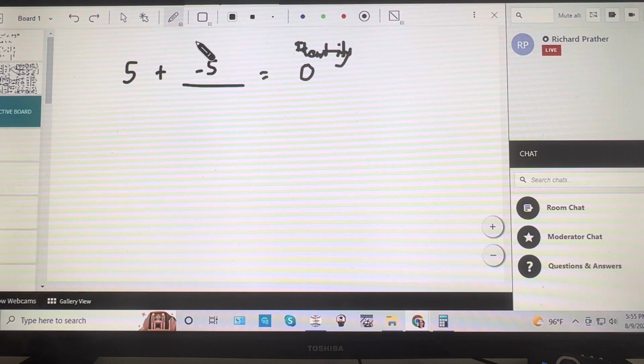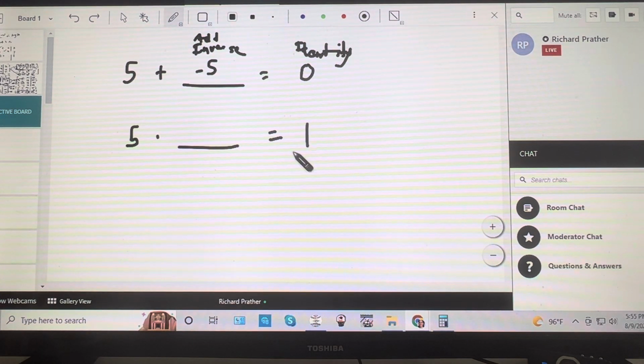And this is the additive inverse. Negative 5 is the additive inverse to positive 5. But in multiplication, it's 5 times what gives you a 1 for an answer. 1 is the identity of multiplication, and that's the reciprocal, 1 over 5.